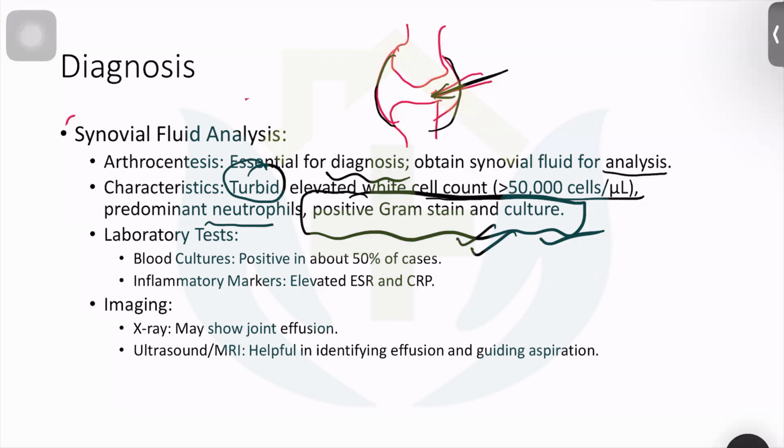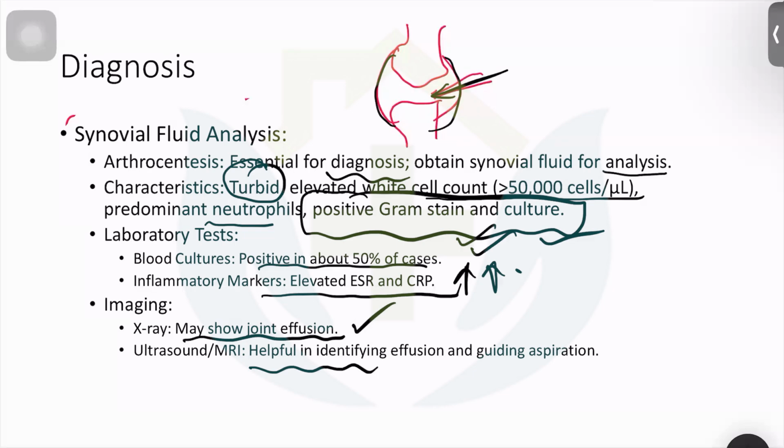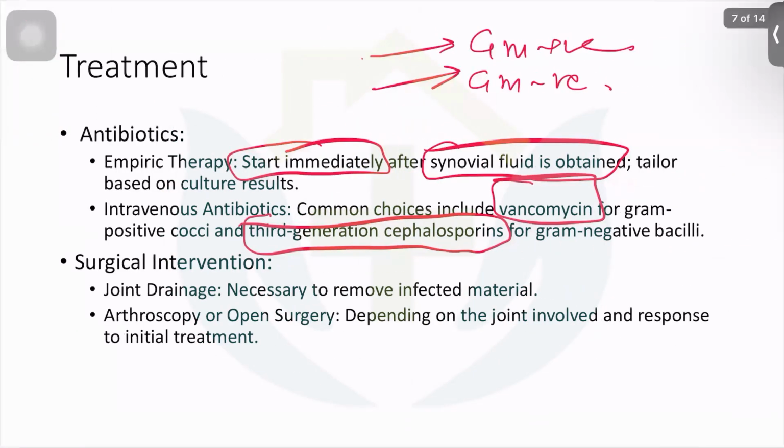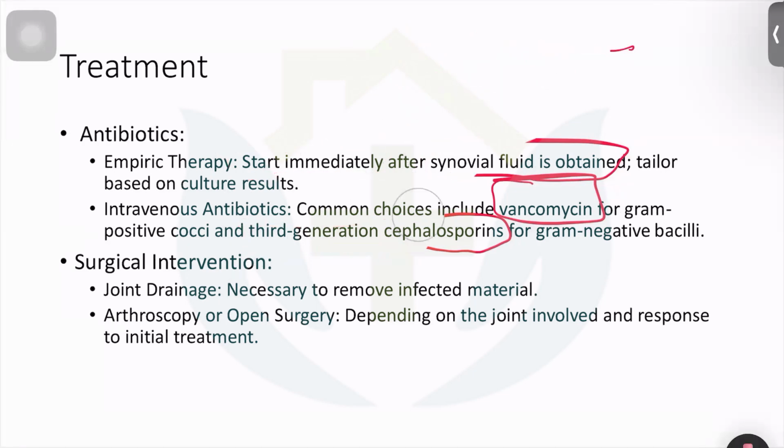Lab tests. Blood cultures are positive in about 50% of cases. Inflammatory markers like ESR and CRP are elevated. X-ray may show joint effusion. Ultrasound and MRI are helpful these days for guiding aspiration and identifying the joint fluid. Flakes can be seen floating inside.